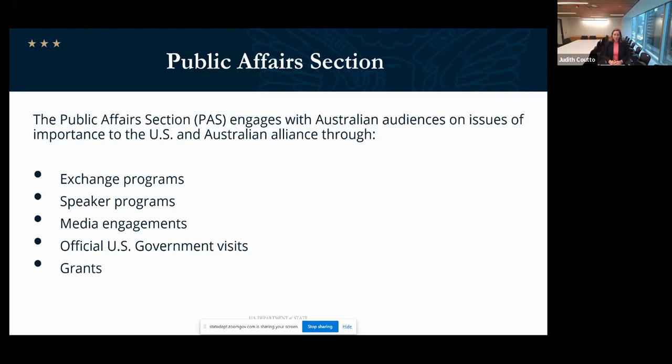Some of the ways that we do this connection is by sponsoring exchange programs to send Australians and Americans to each other's countries to have in-person experiences, either studying, learning, or sharing best practices about issues that are important to both of our countries. We also have speaker programs where we send Americans to Australia for lecture tours, to engage at conferences or other types of events. We manage our communication through the media, both traditional media as well as digital. We also connect US government officials who are visiting Australia to the Australian people, often through visits with students, universities, or with the media. And a big piece of how we engage with the Australian public is by partnering with you through our grants program.